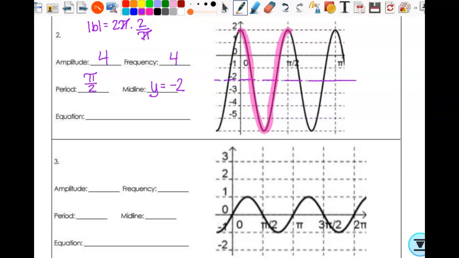You could also get that from the graph. You have 1, 2 cycles in pi units, which means you'd have 4 cycles in 2 pi units, and you'd be good to go. Okay? So we write the equation. F of x is equal to the amplitude, which is 4, times the cosine of the frequency, which is 4, times x, and then minus 2.